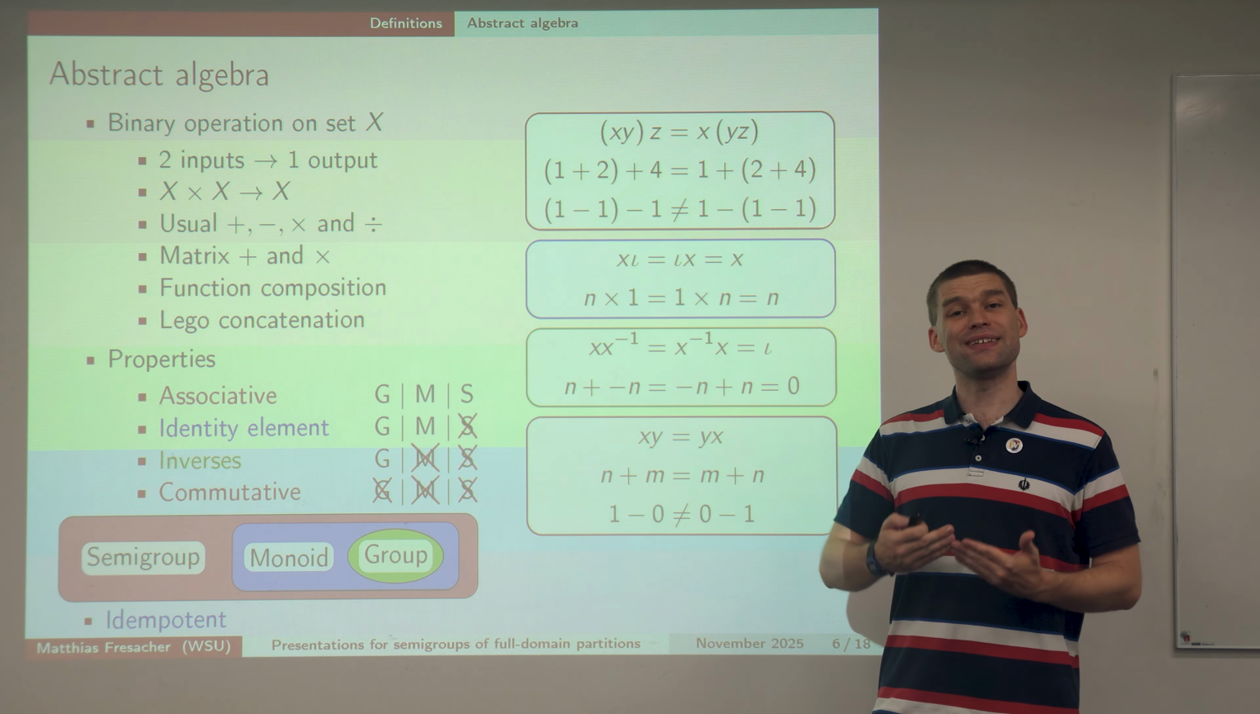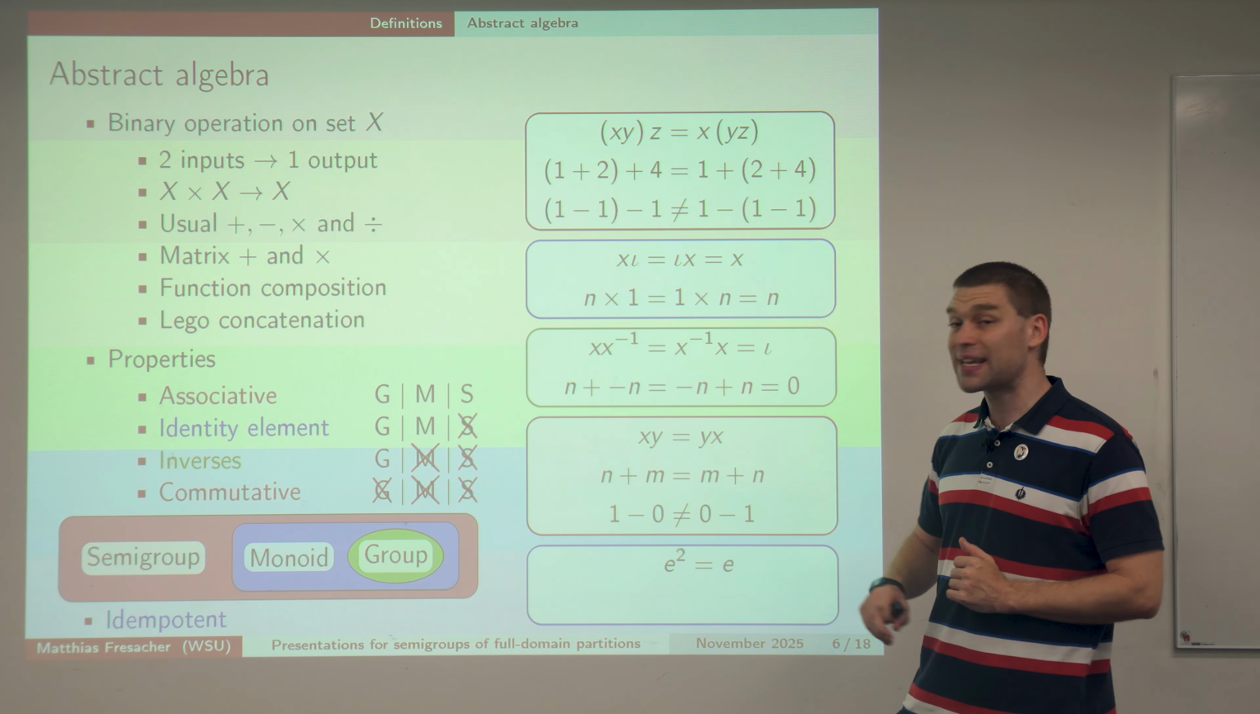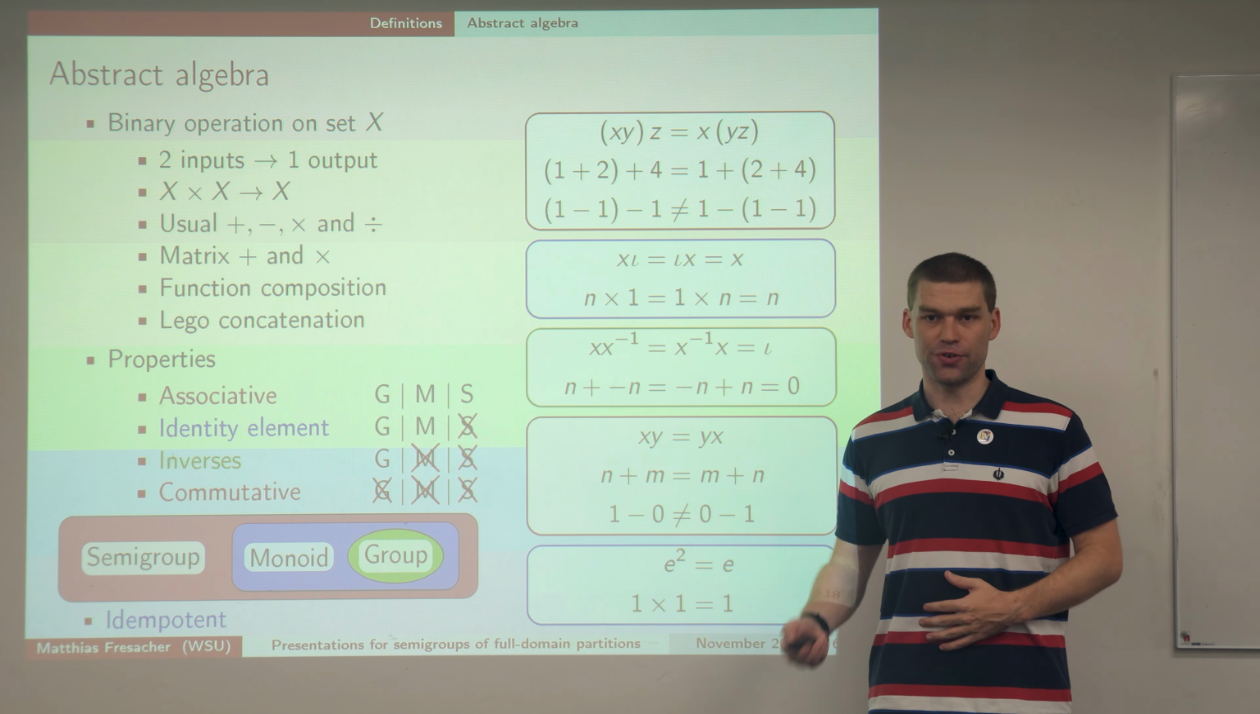The final notion we're going to need is that of an idempotent, and this is simply an element where, if I multiply it by itself, I get back that same element. In multiplication, the number 1 is an idempotent.